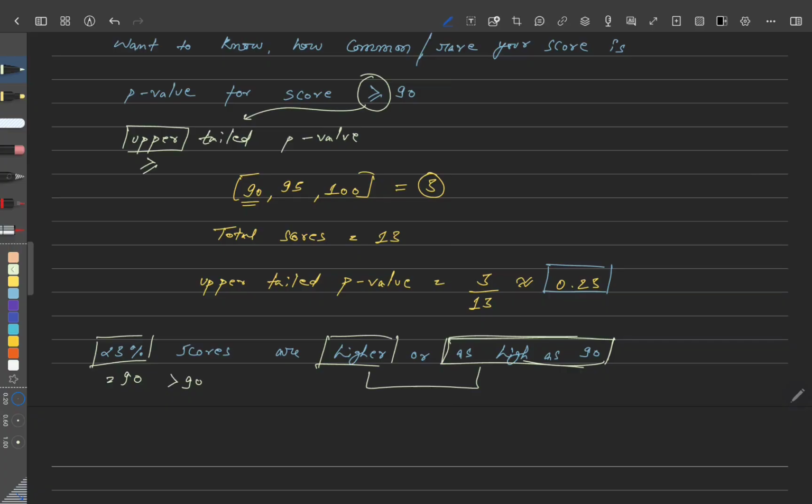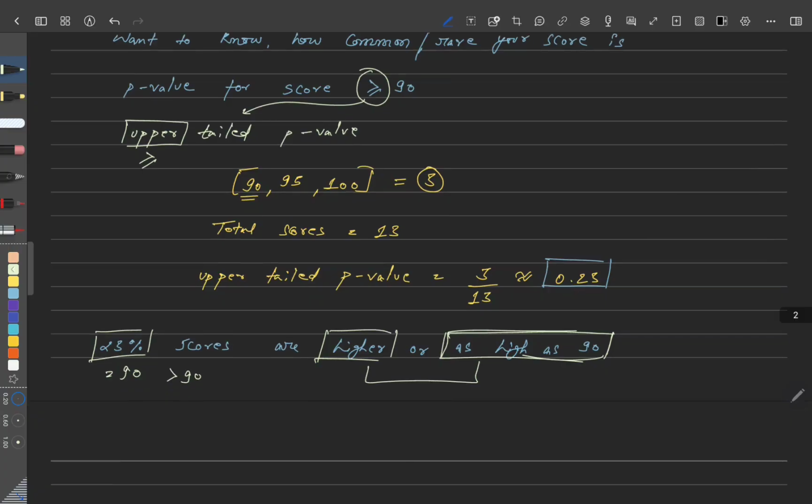So this is what the p-value is. If I give you a data set and tell you that the p-value of scores greater than or equal to 90 is 0.23, what you would understand is that 23% of these scores are higher or as high as 90. Which means that your score, which is 90, is sort of on the rare side, higher rare side. Because rarer side can be lower as well. But since we know that the total marks are out of 100 and your score is 90 and the p-value is 0.23, you can say that it is on a bit higher extreme side.